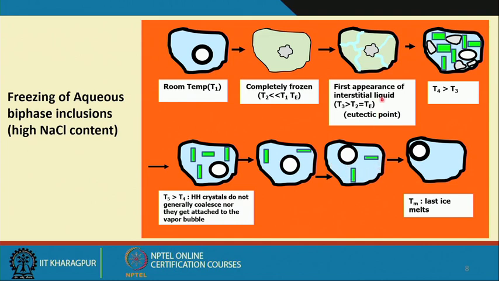The hydrohalite crystals will be optically different, as you can see here. There will be a clear cut difference in the refractive index between hydrohalite and ice. Hydrohalite also won't have the tendency to coalesce to form one single crystal, and they do not get attached to the vapor bubble. So it will not be very difficult for an experienced fluid inclusion user to understand whether the last solid that is melting is ice or hydrohalite. So, compared to the situation on the water rich side, the sodium chloride rich side will have hydrohalite as the last solid to melt.